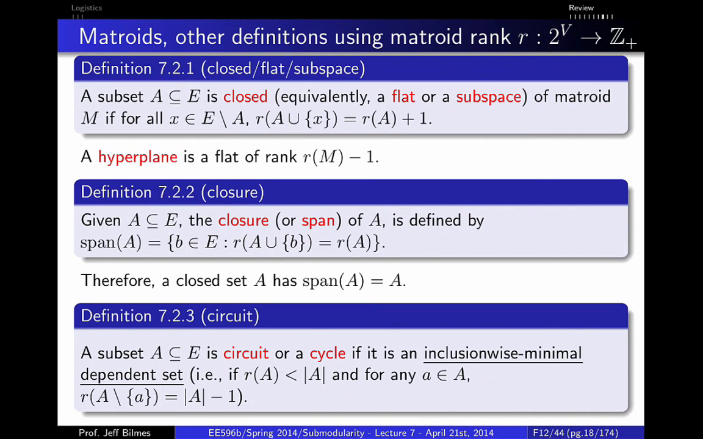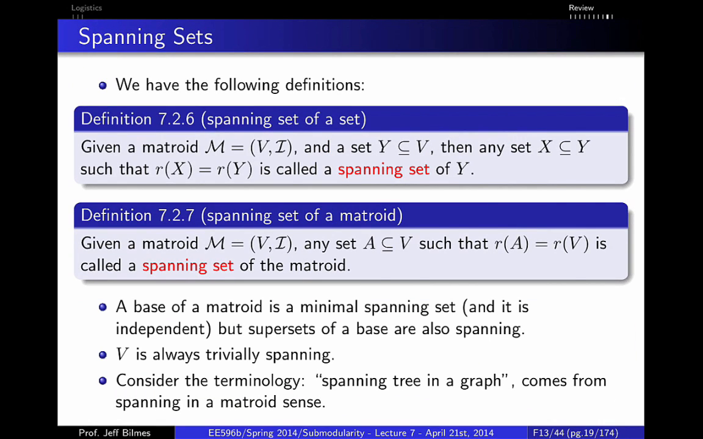All right, so the notion of a closure. You can essentially take a set and close it by adding stuff that doesn't increase the rank. And then, of course, the span of a flat is equal to the flat itself. There's a notion of a circuit or a cycle, which is an inclusion-wise minimal dependent set. That basically means that if you remove any element, it's no longer dependent. And lastly, the notion of a spanning set: a set whose rank is equal to the rank of the matroid.